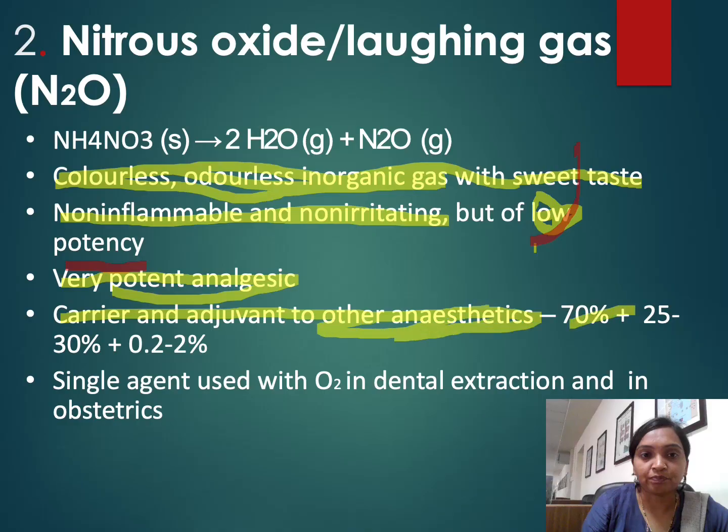So oxygen 30%, 70% of nitrous oxide, plus 0.2 to 2% of some other potent anesthetics can be used together to produce a good anesthetic effect along with analgesic effect. As a single agent, it is used along with oxygen in tooth extraction and also in some obstetric procedures.